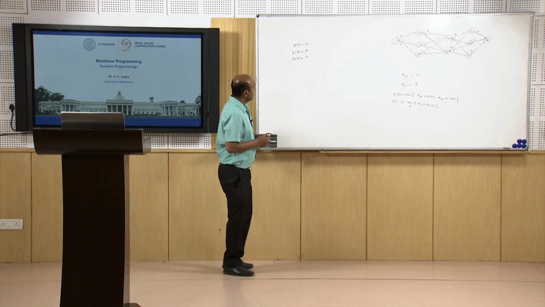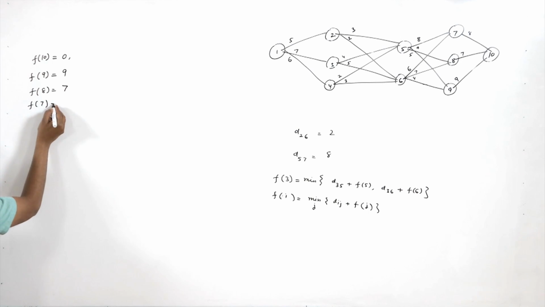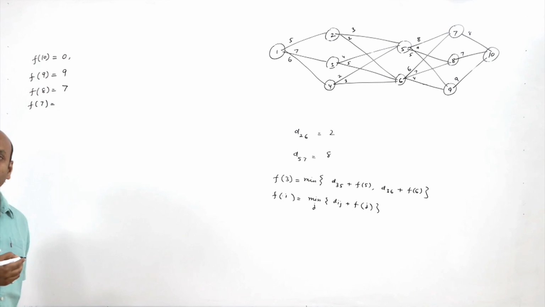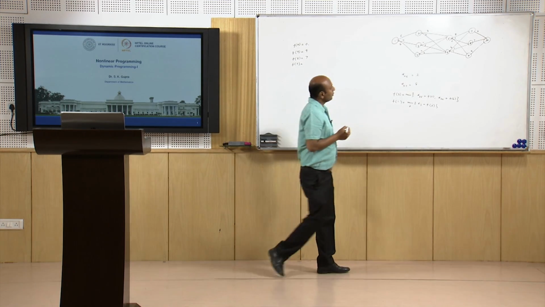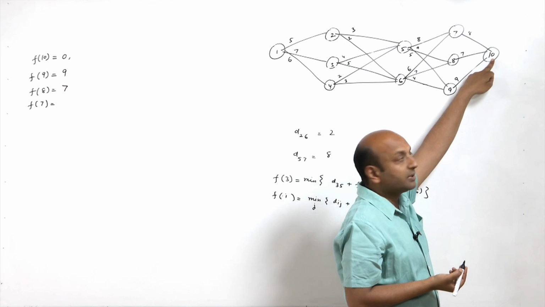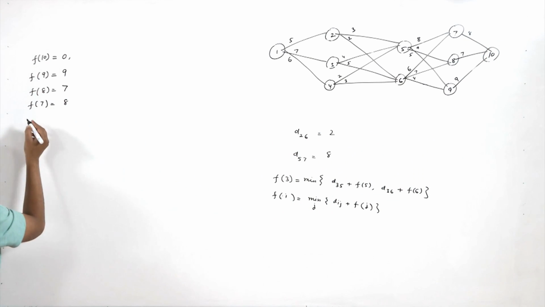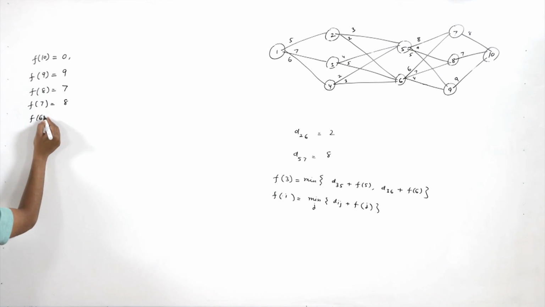Now, follow the same thing. What will be F7? F7 will be the minimum distance from node 7 to node 10. From node 7 to node 10, there is only one path, so the minimum is 8 units. Now suppose you want to find F6. What will be F6?